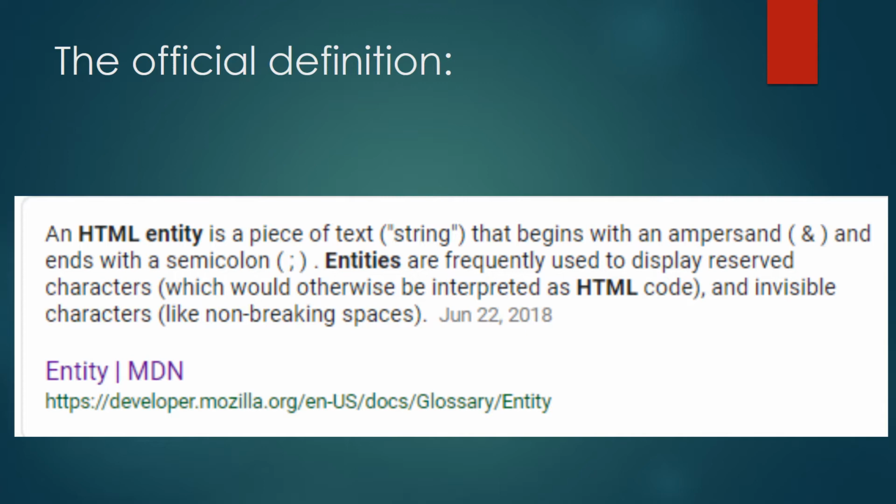And we'll end with an official definition, which says it more concisely than I can. An HTML entity is a piece of text, string, that begins with an ampersand and ends with a semicolon. Entities are frequently used to display reserved characters, which would otherwise be interpreted as HTML code, and invisible characters like non-breaking spaces.